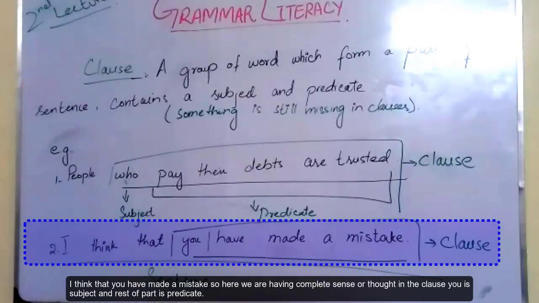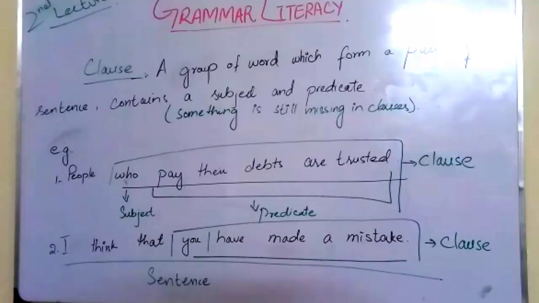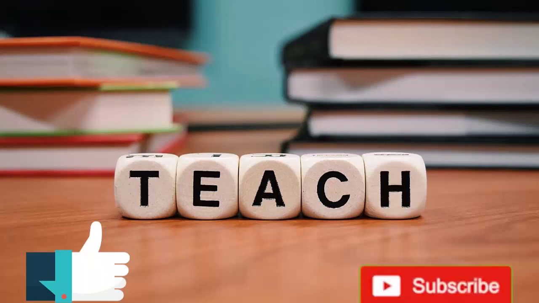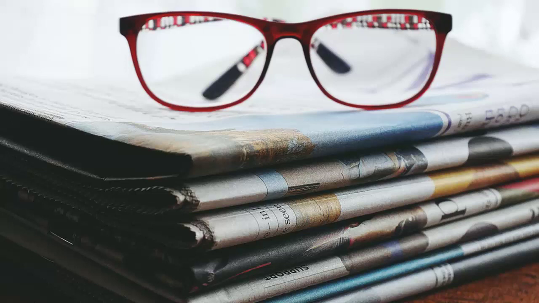In the clause, you is the subject and the rest, have made a mistake, is the predicate. And I told you earlier that predicate is the rest of the sentence, or what the subject addresses. So here is our lecture today about the sentence, the phrase and the clauses, and in the next video we are going to make a comparison between phrases, clauses and sentences. Then you will further understand what it is.